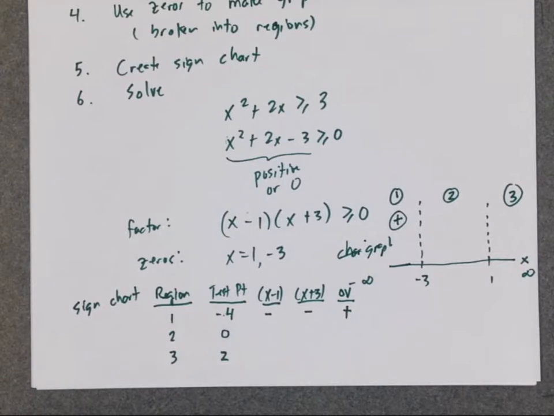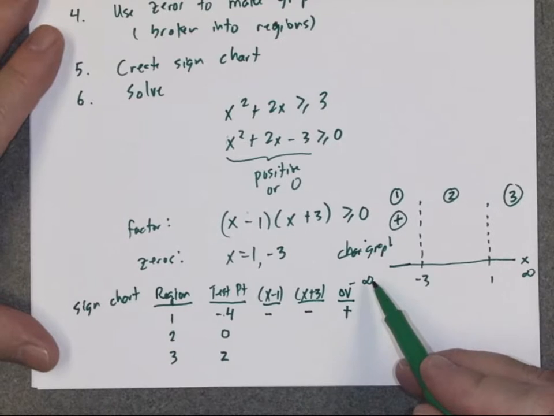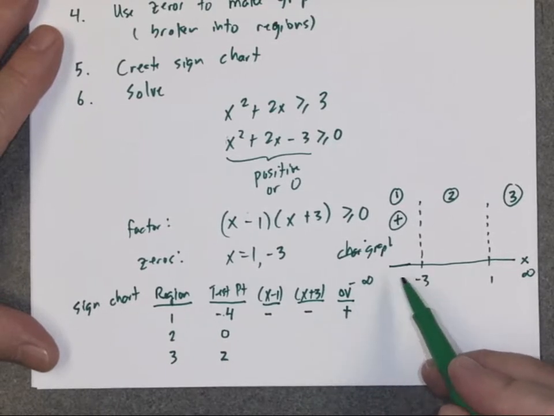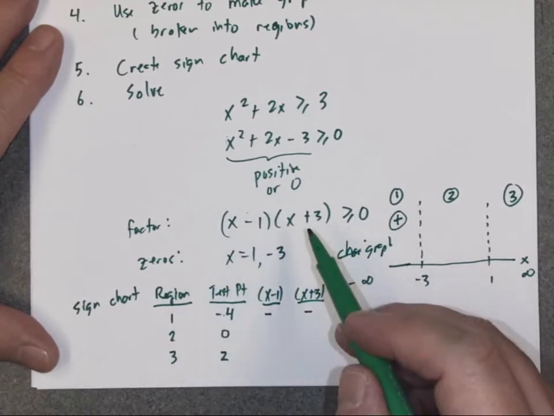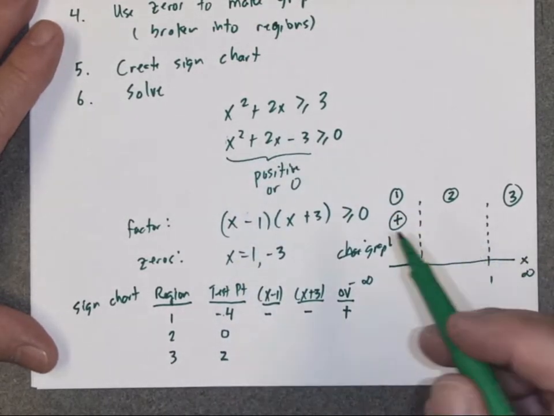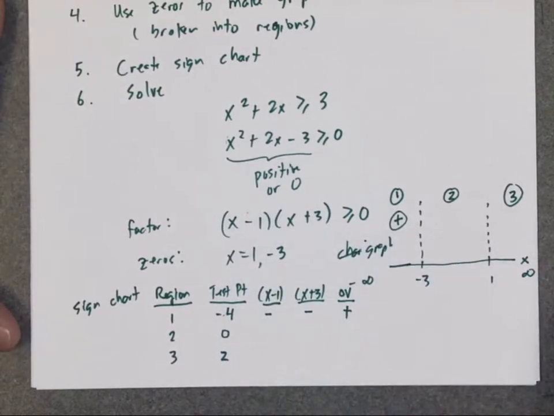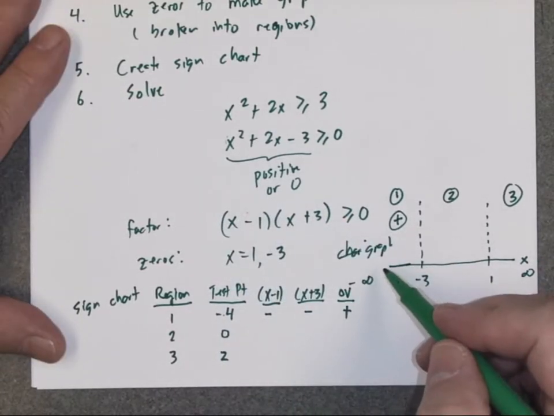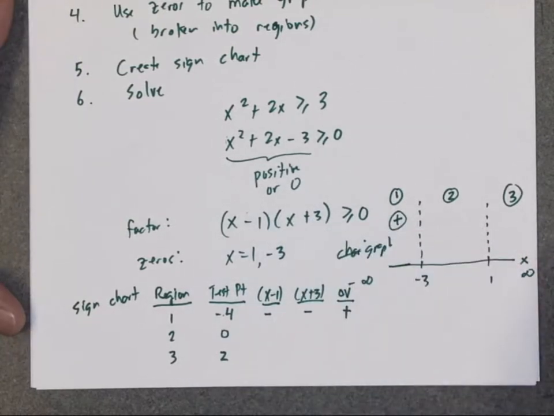Now, what did we just learn? Here's what we learned. If I choose any value of x between negative infinity and negative 3, and I plug it into either this expression or this expression, they're both the same, what's going to happen? It's always going to be positive. Every time I choose an x in region 1, and plug it into my expression, it's always going to give me a positive number.